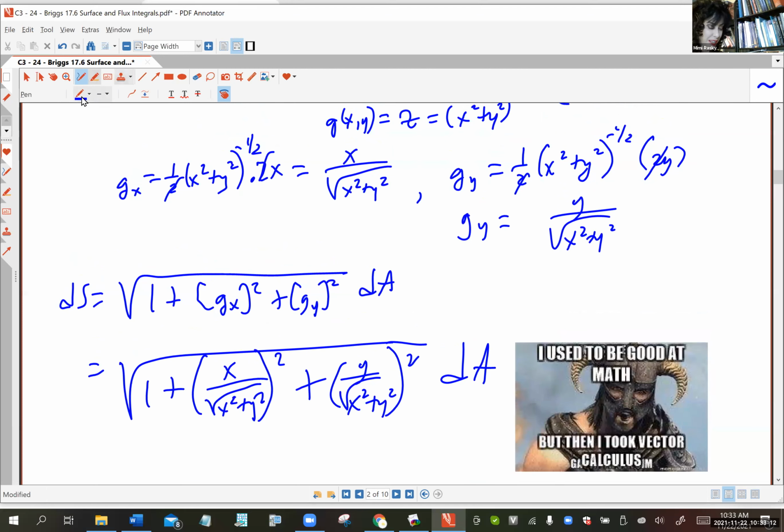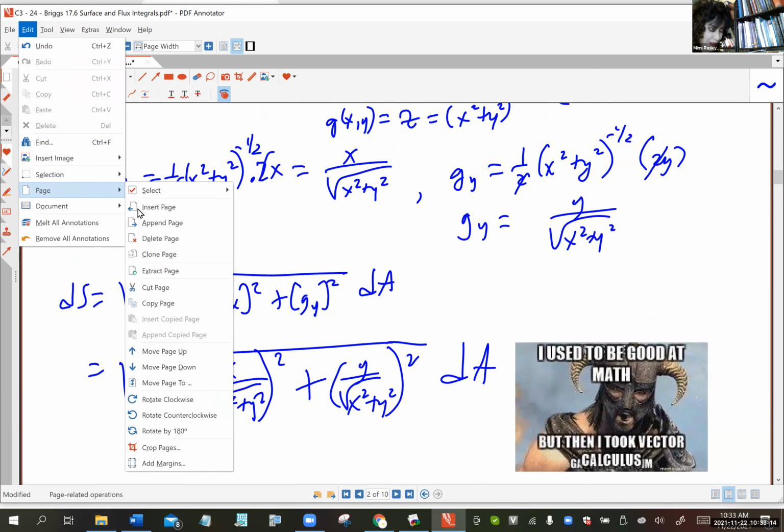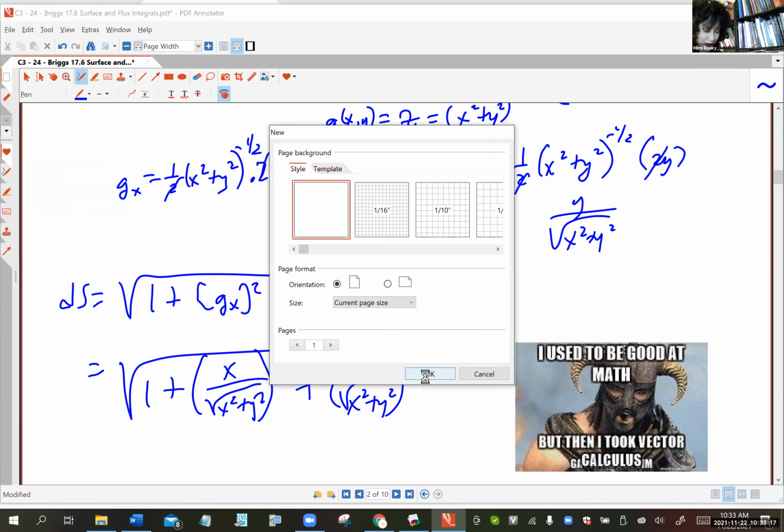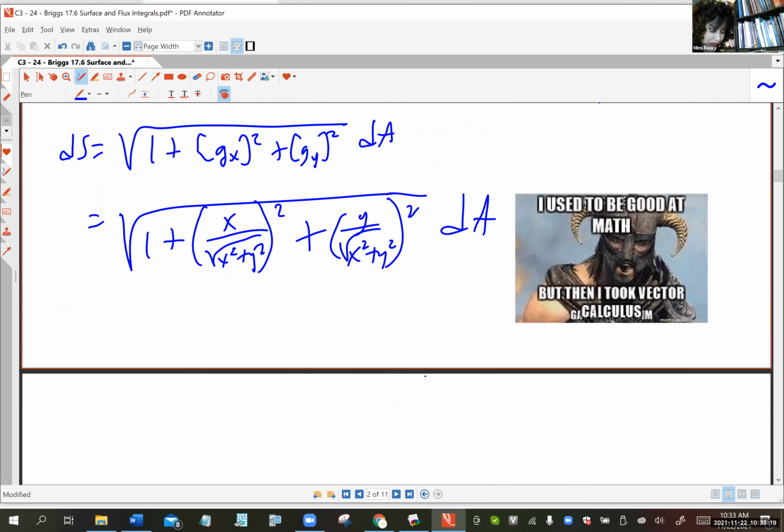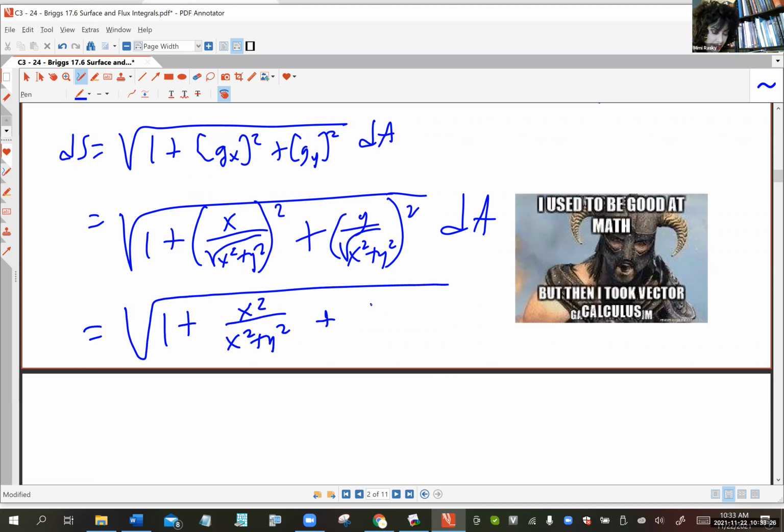Will that ever look better? Oh my God. Well, yeah. If you use the fact that when you square a radical, the radical goes away. So that's a nice thing.